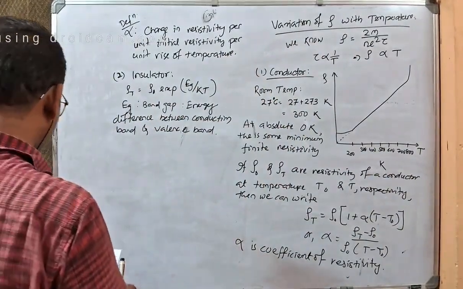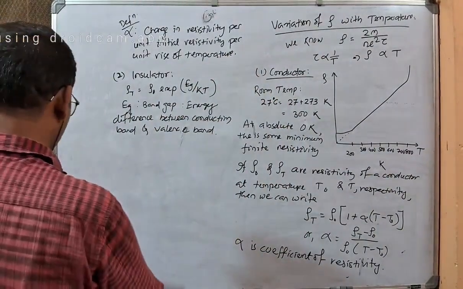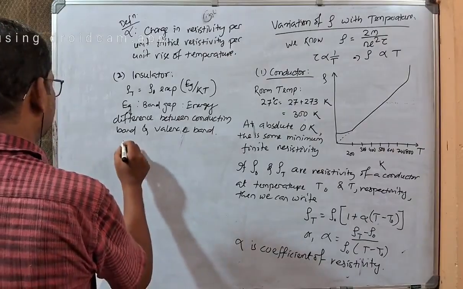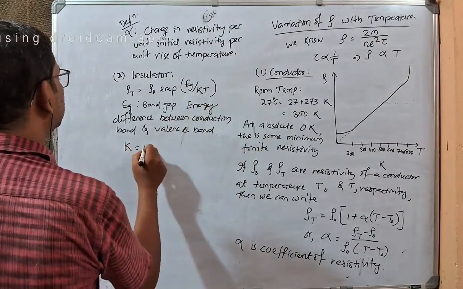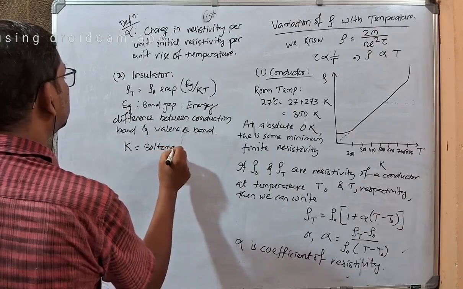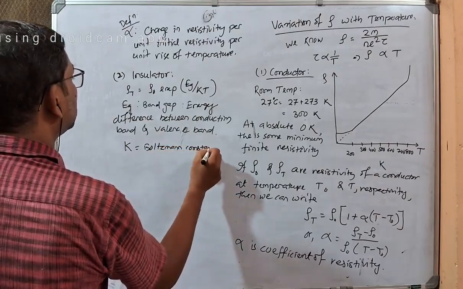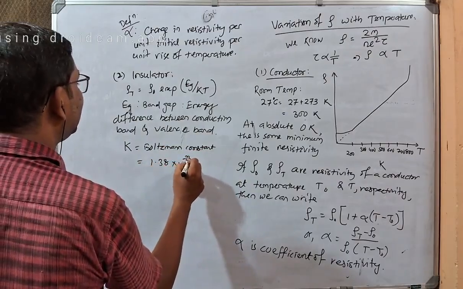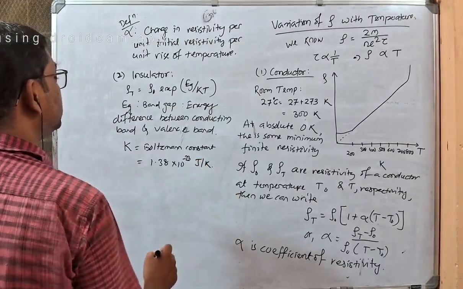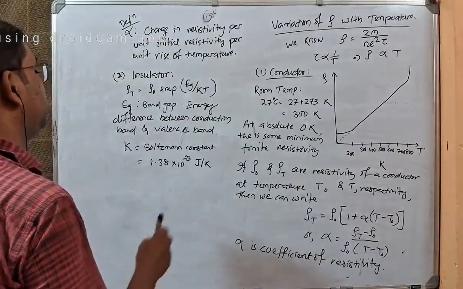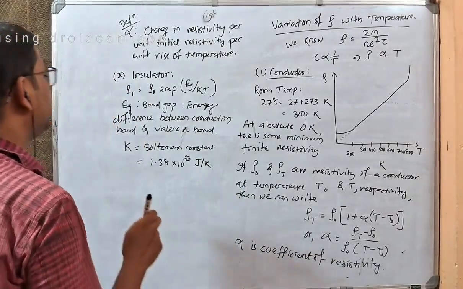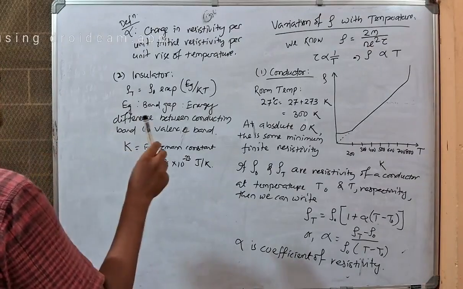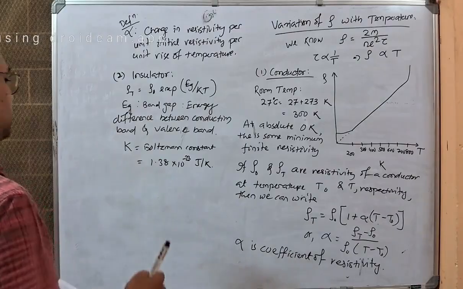And this K, you know the word Boltzmann constant? This K, or we write KB, is the Boltzmann constant. If I remember correctly, it is 1.38 times 10 to the power minus 23 joule per Kelvin. I am not completely sure. KB T is energy, so the unit is correct.